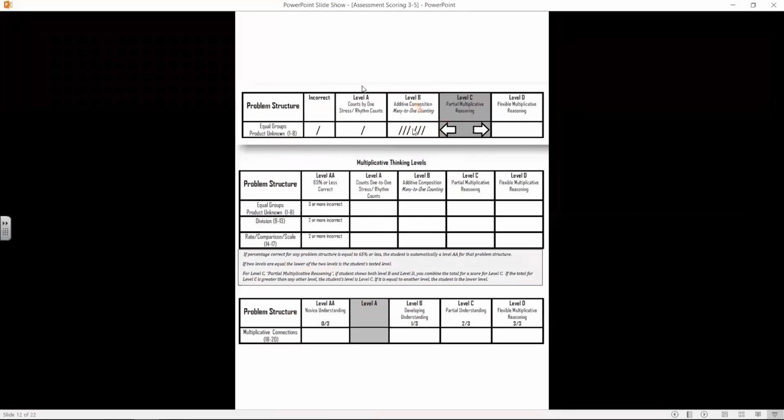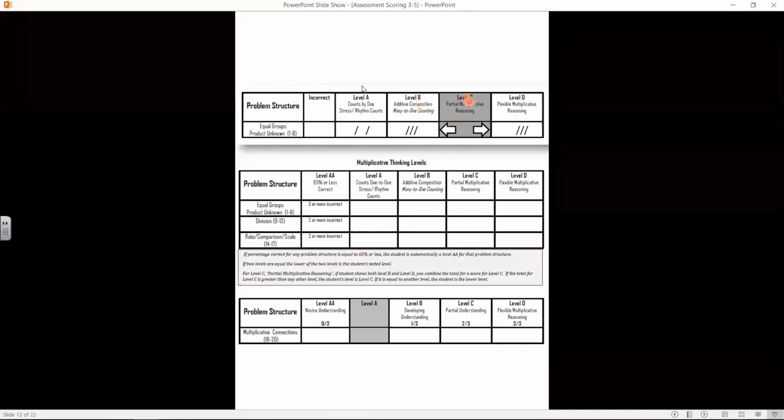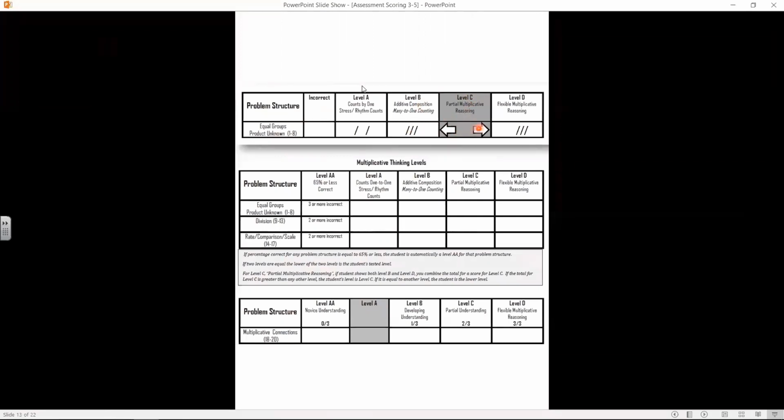So this student right here would be a level B. All right, now take a look at this student. This is important. See how this is shaded in? It has arrows. It means whenever there's one that's in level B and another one that's in level D, both of those get added up. So this would actually be they'd have a 6 in level C.